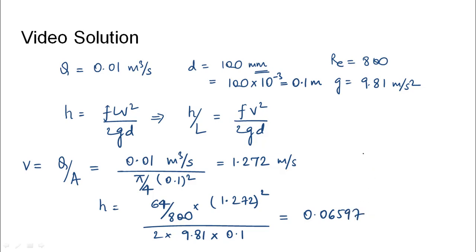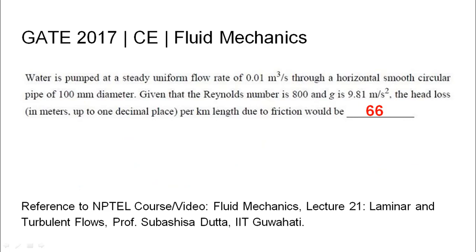But in the question it is asked to find the head loss per kilometer length. So the head loss per kilometer length would be this value into 10 cube. So that would result in 65.97. The question instructs to round it off to 1 decimal place. So this can be rounded off to 66. So the head loss in the pipe per kilometer length due to friction would be 66. The relevant NPTEL reference has been cited.